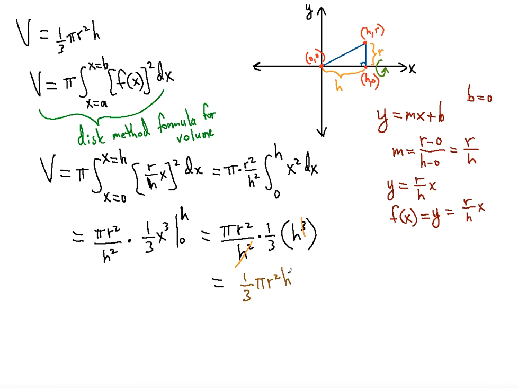You have successfully derived the volume of a right circular cone using the disk method, the volume of rotation method.